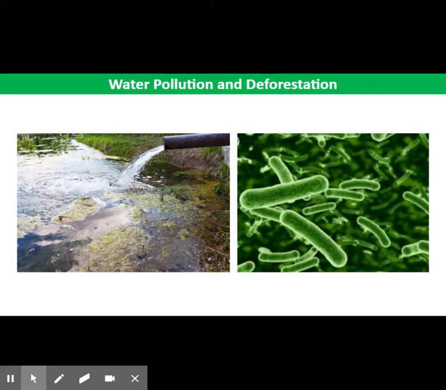As they rapidly increase in number, they're going to start using up more and more oxygen through aerobic respiration in the water. As a result, there's going to be less oxygen dissolved in the water. So aquatic organisms, such as fish and insects, may be unable to survive.